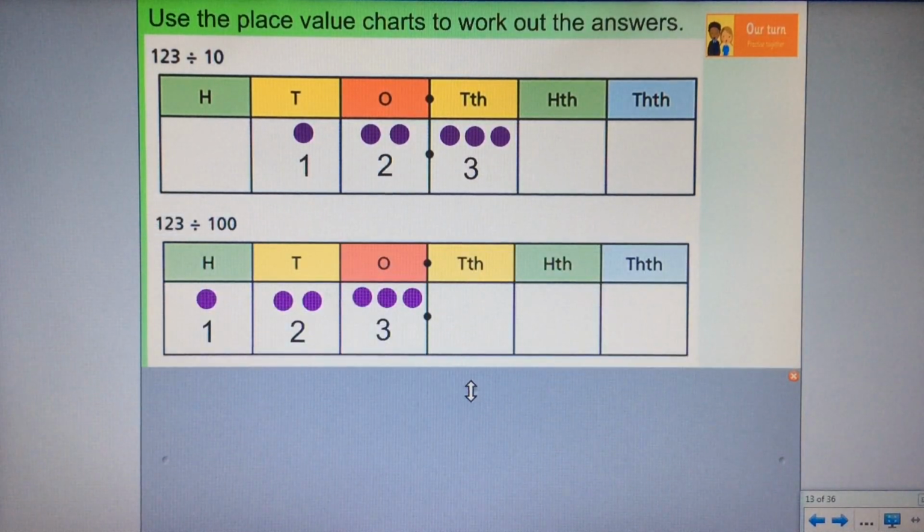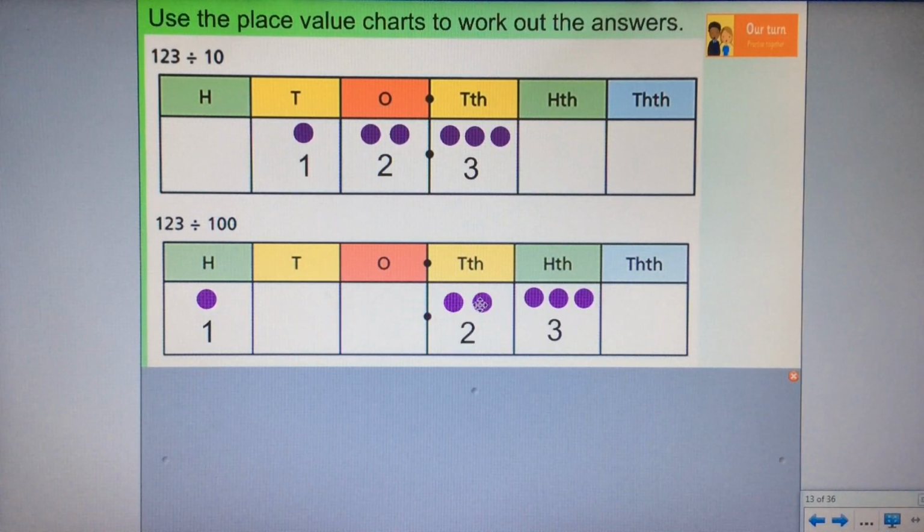Okay, this time I'm going to divide by 100, so I need to move all the digits 2 places to the right because I've got 2 zeros here. Okay, so this is going to move 1, 2 places and end up in the hundredths column, 1, 2 places to the tenth column, 1, 2 places to the ones column. My decimal point needs to go in my answer, so my answer is 1.23. Well done if you got that one right.